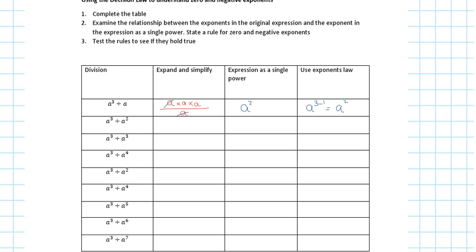Okay. Let's do the same thing with the second one. So I have a times a times a divided by a times a. If I want to cancel things out, I'll be left with a. And if I want to subtract using the exponent law, it's 3 minus 2, which gives me a. Got the same answer, correct?